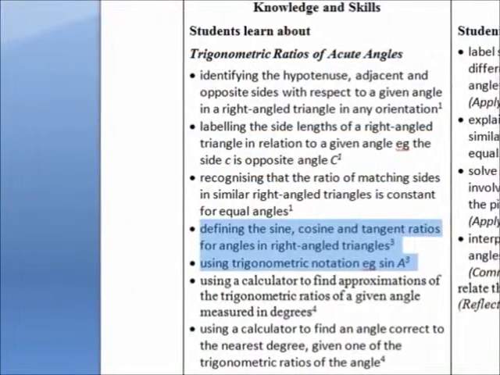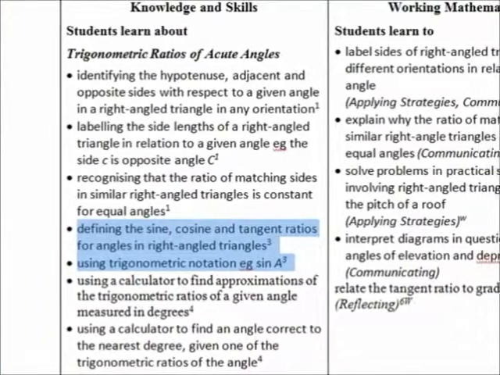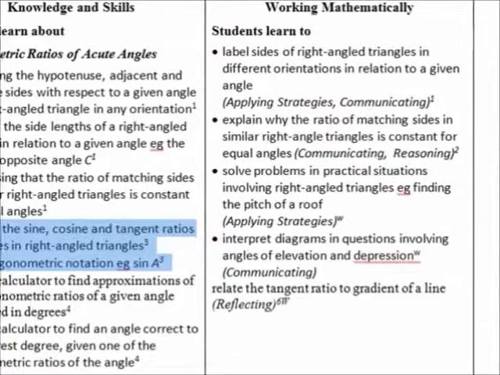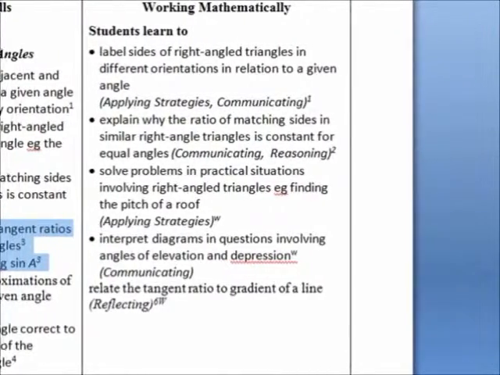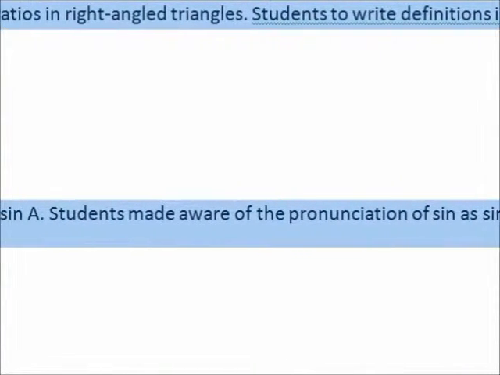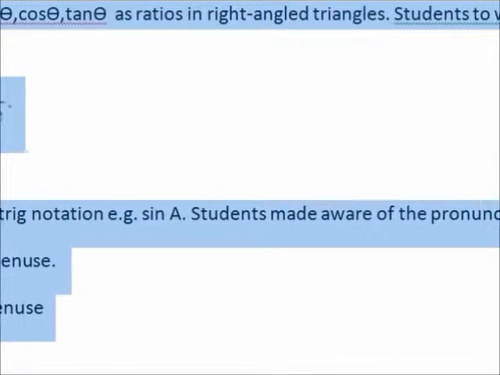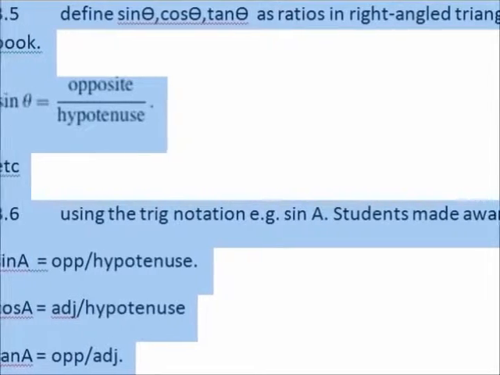The board requires that sine, cosine and tangent ratios for angles in right angled triangles are defined. The students know about that, and using the trigonometric notation such as sine A. And this is lesson 3, defining sine theta as opposite over hypotenuse, etc. for cos A and tan A.